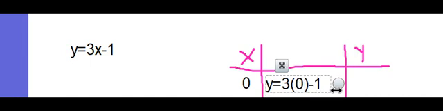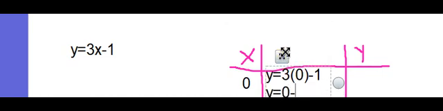I'm going to move on to step 3. Step 3 is to go ahead and begin calculating or computing. So I know that when I do 3 times 0, I'm going to get 0. Why did I do 3 times 0 first and not handle the minus 1 first?